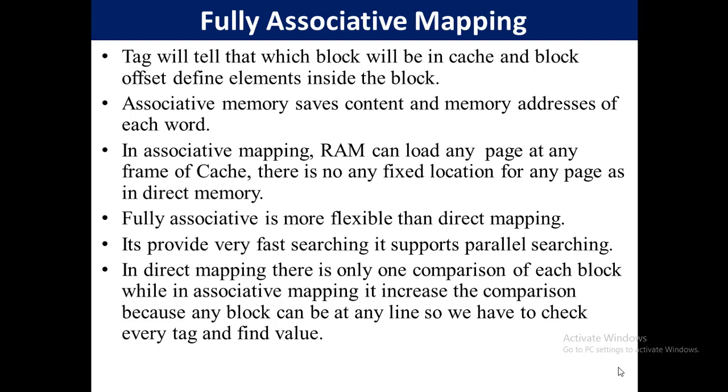In direct mapping, there is only one comparison of each block, while in associative mapping, the comparison increases because any block can be at any line number, so we have to check every tag and find the value.